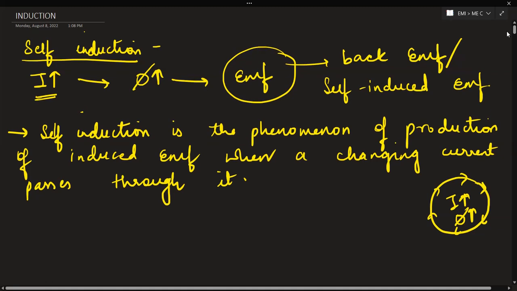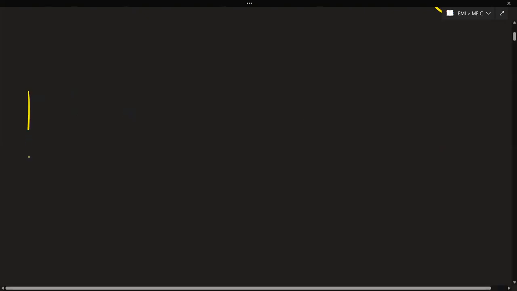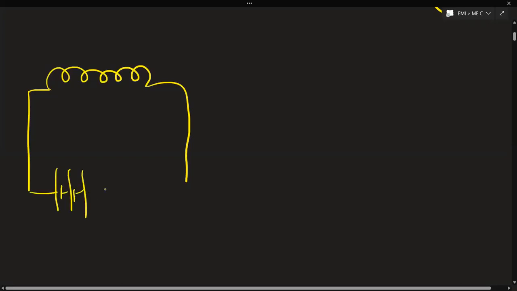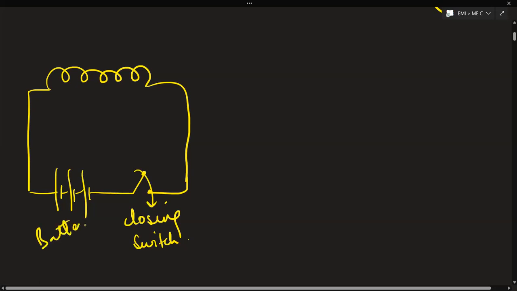Now, there's an experiment to support this. It rarely comes in the exam, but in your answers you can add it if the answer carries more marks. What happens to the coil if the switching key, your switch, is a closing switch or an opening switch? First case: let's say this is a battery, and here I have a switch, which is a closing switch. This is a battery, and this is a coil.